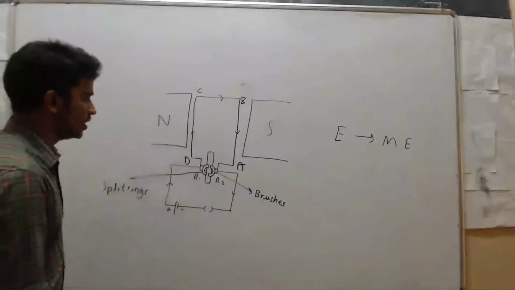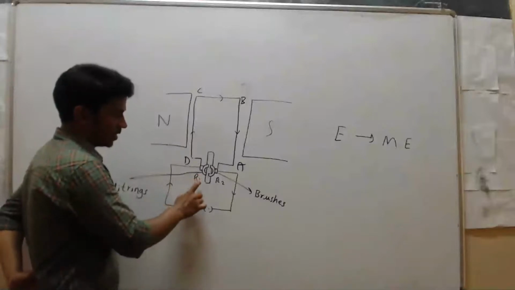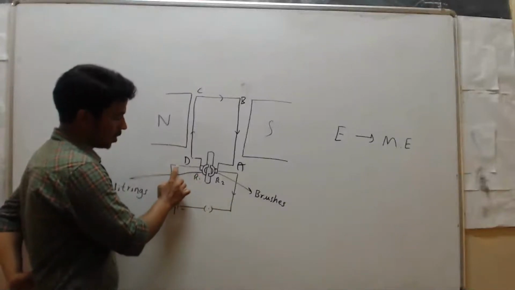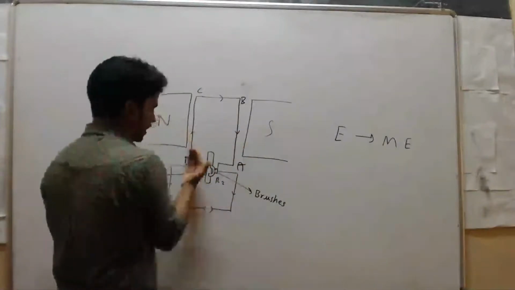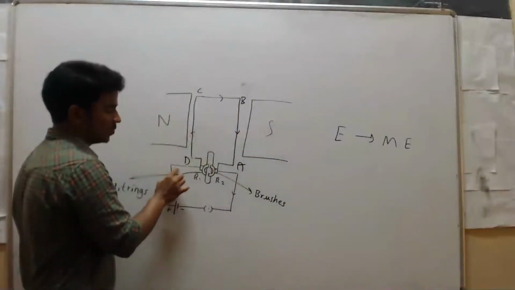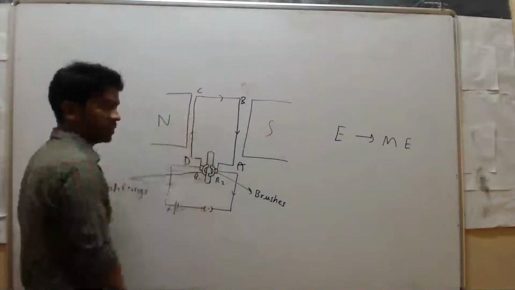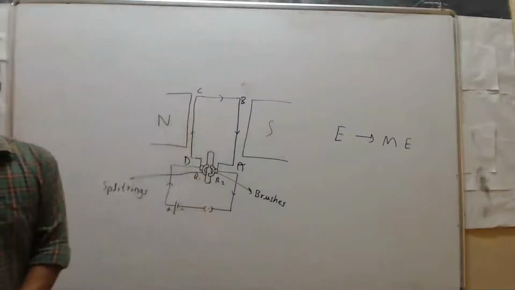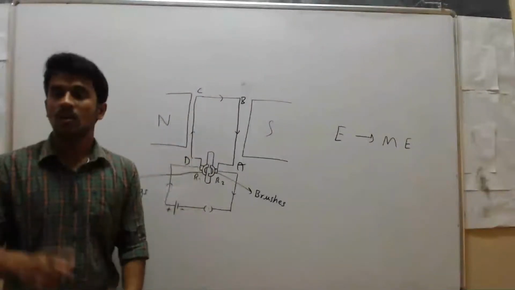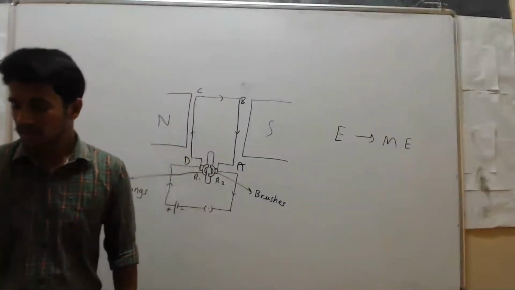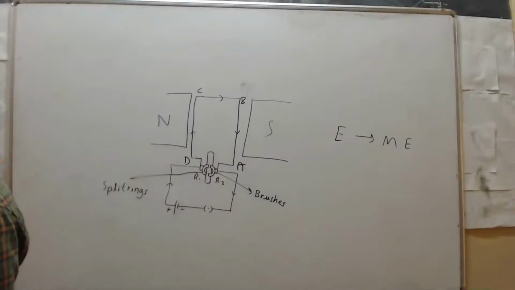Clear? Means here the current is always from positive to negative. The current will move through R1 to first AB, then while rotating, when DC comes to this side, at that time also the current will move from R1 to DC. So that's why we call this unidirectional. Here this armature will rotate in one direction. So that's why we use split rings.